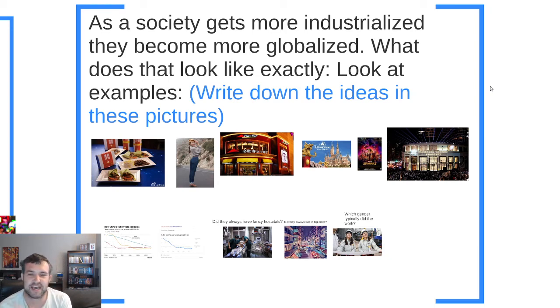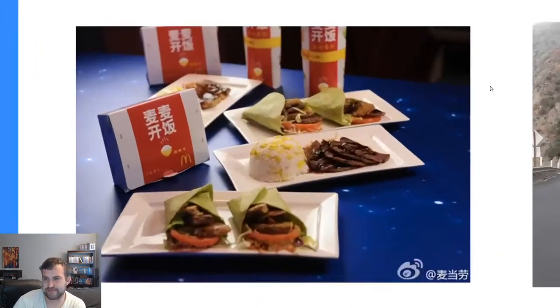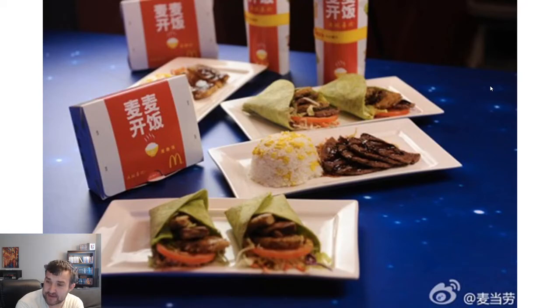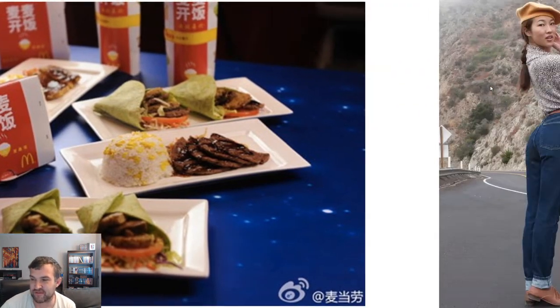So let's see how globalized our world truly is. So what do we got here? This is a McDonald's menu. So you're like, oh, it's McDonald's, but it's in probably China. But then you look at the menu, you're like, oh, wait, you can't get any of that stuff in America. So does this show globalization, or does it show a unique culture? I mean, I'll let you decide. You could argue it either way.